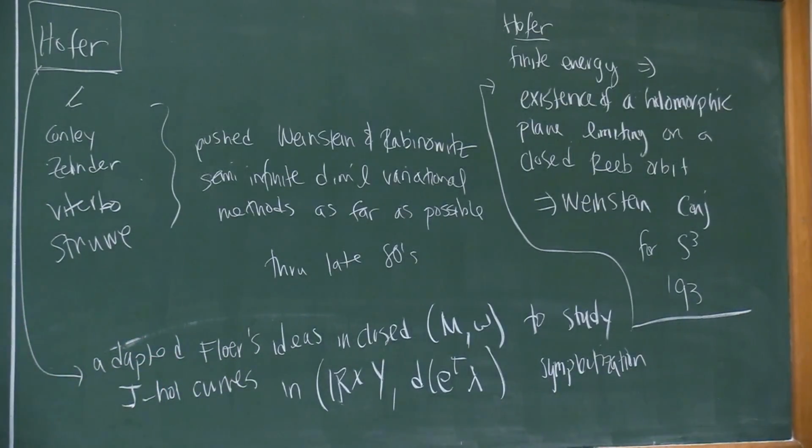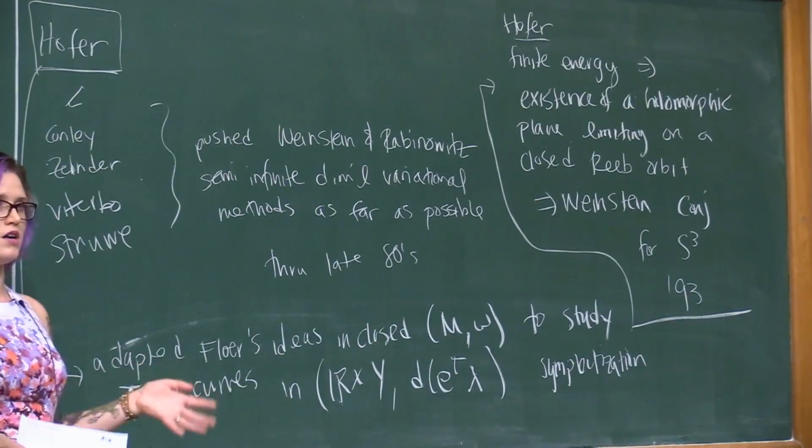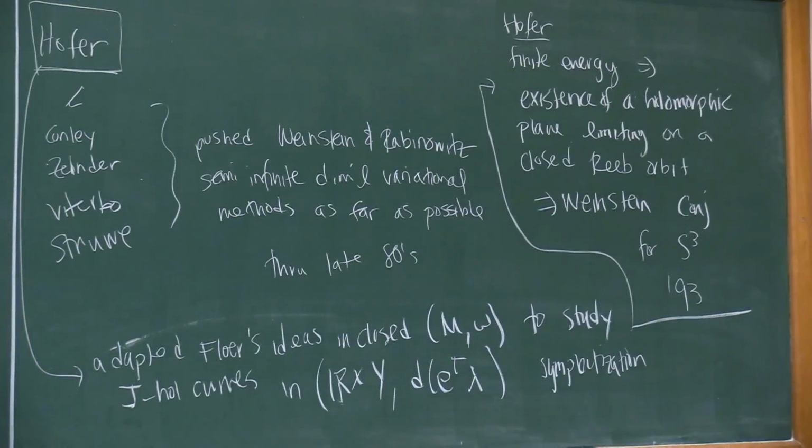So they were able to show that S3 as a contact manifold, if you have a convexity condition, has to admit two or infinitely many closed Reeb orbits. So you can really push a lot of these pseudo-holomorphic curve ideas quite far to understand dynamical information.